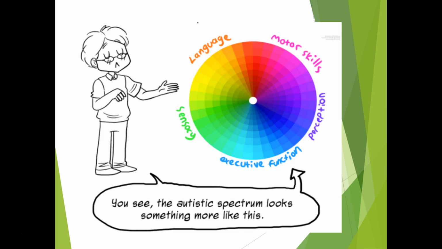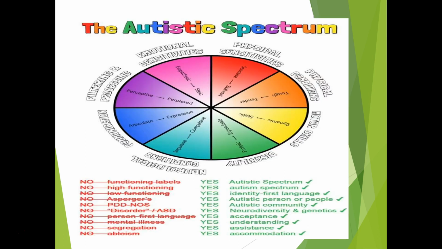So now some cartoons. So you see the autistic spectrum looks something more like this. It's kind of like they show a little color wheel: executive function, perception, motor skills, language, and sensory. So it's really a combination of so many different deficits. And actually, they can have some not just deficits, they may also have some strengths in some of these areas. So we always have to remember that. So again, think of Rain Man as a really good example.